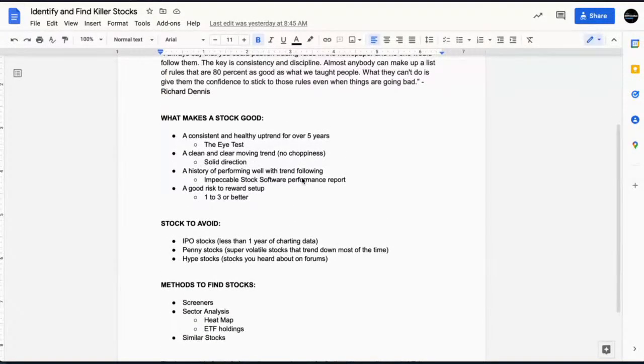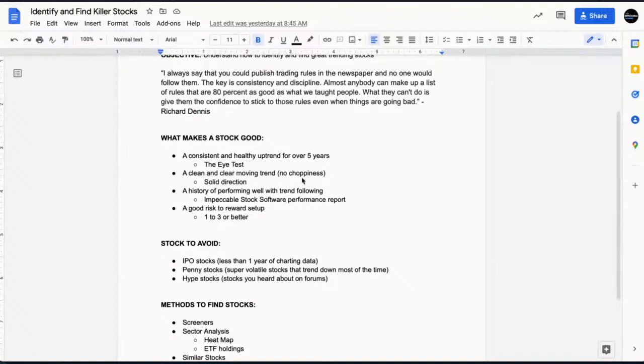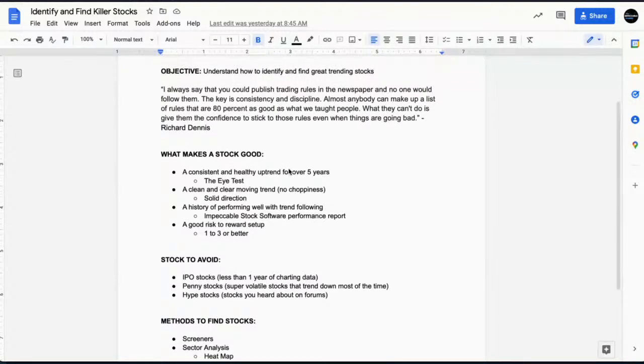So what makes a stock good? What makes a stock a good trending stock? When we're looking at it, how do we know that, hey, this actually has potential, or no, we should avoid this stock? First and most importantly, if we want to do a trend following strategy on a stock, we need to make sure that the stock trends well.